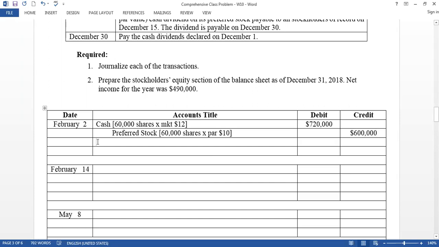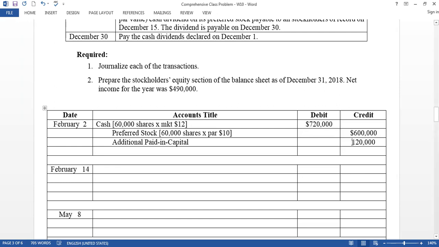But as we are selling shares, we cannot record gain, we cannot record loss. We have to record another title, called additional paid in capital. And what is the amount of additional paid in capital? It is the difference between par value and the market price. The difference, right? So what is the difference here? The difference here is $120,000.